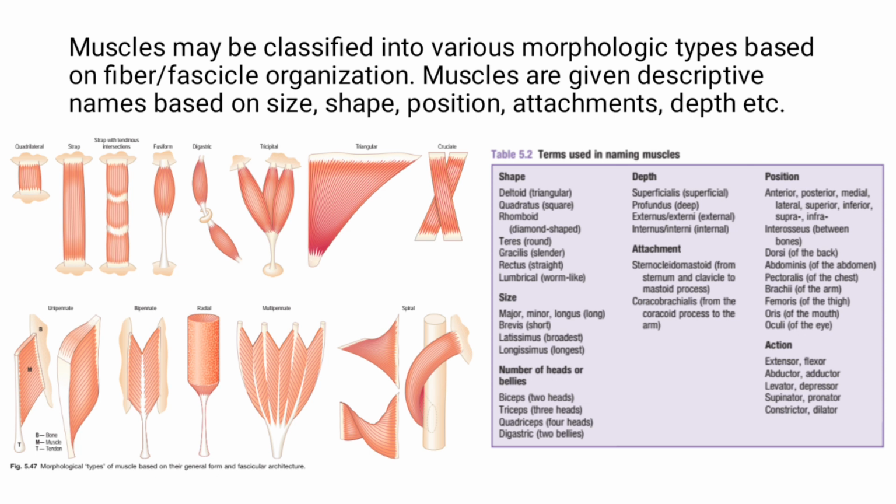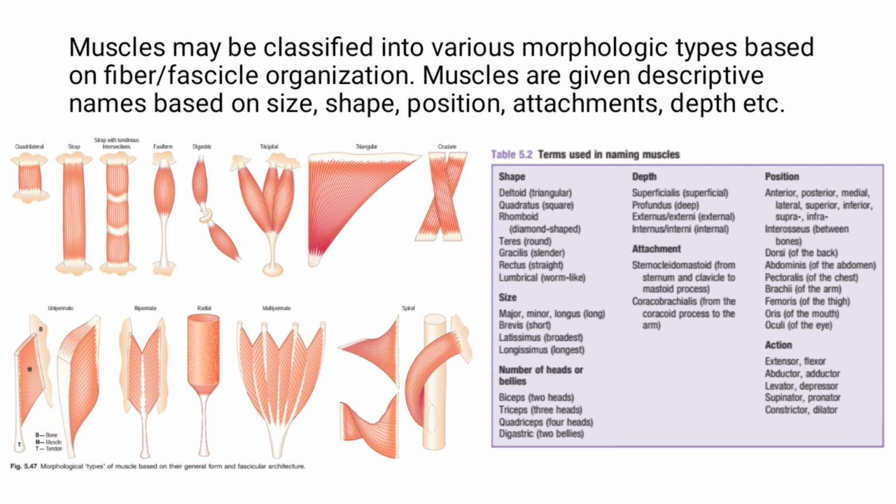So we name muscles based on their shape. Triangular muscles are named deltoid. You remember the Greek letter delta, right? Capital delta is a triangle. Square muscles are named quadratus, quadrilateral, quadrates. Diamond-shaped muscles are named rhomboids, and we have rhomboid major and minor in the back.